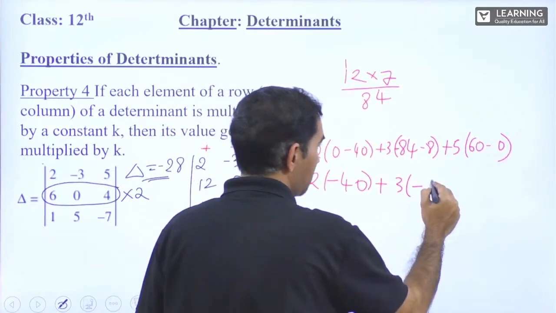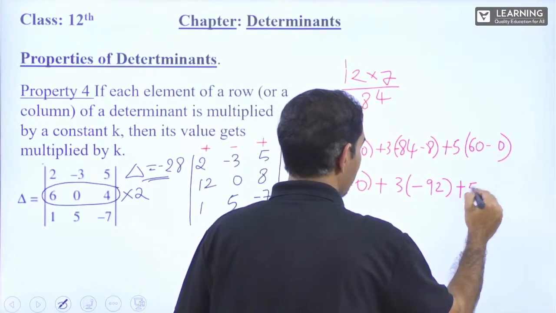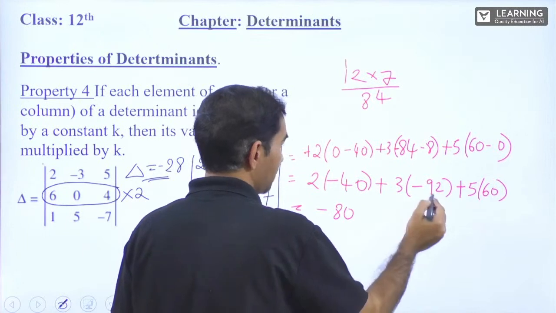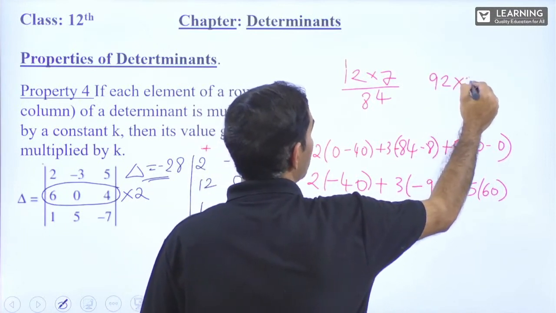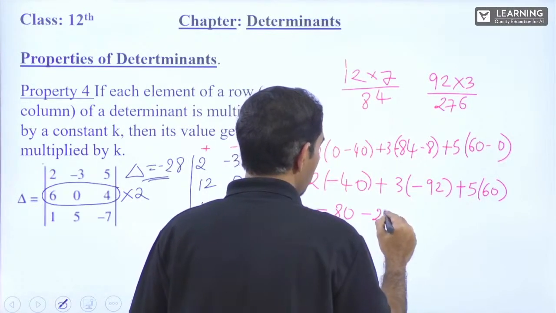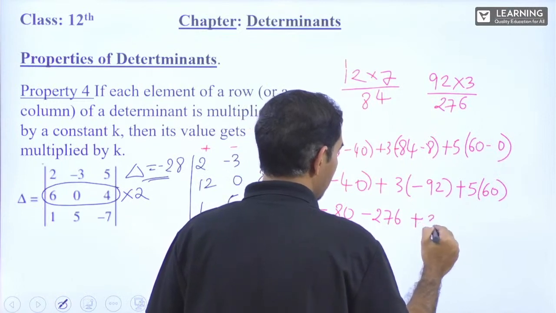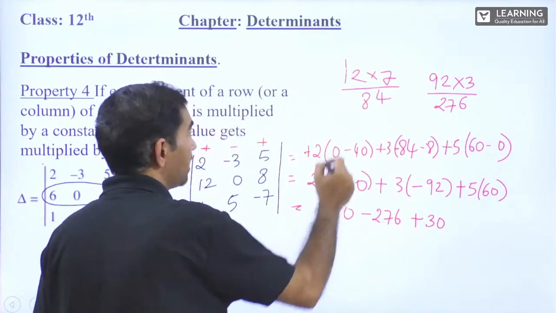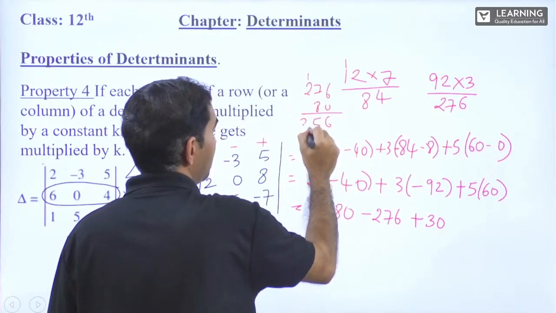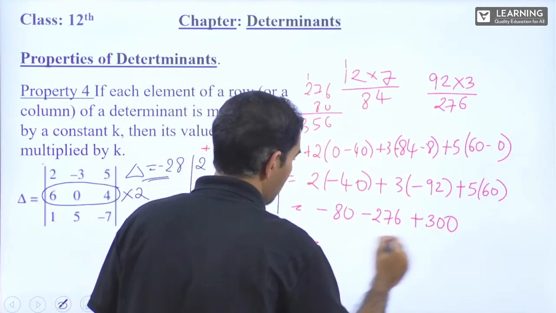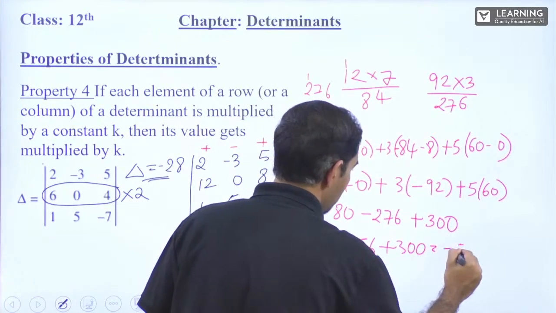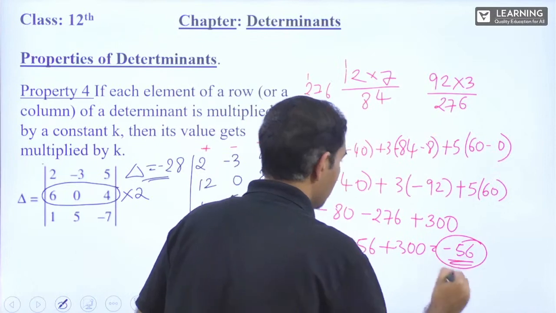So this will give us minus 92 plus 5 of 60, which is equal to minus 80 minus 92 into 3. So 92 into 3, 3 2s are 6, 9 3s are 27. So this will give us minus 276 plus 300. Minus 276 plus 80, so we'll add that also. 276 plus 80 is 356. So this is equal to minus 356 plus 300, which is equal to minus 56. This will be our right answer.